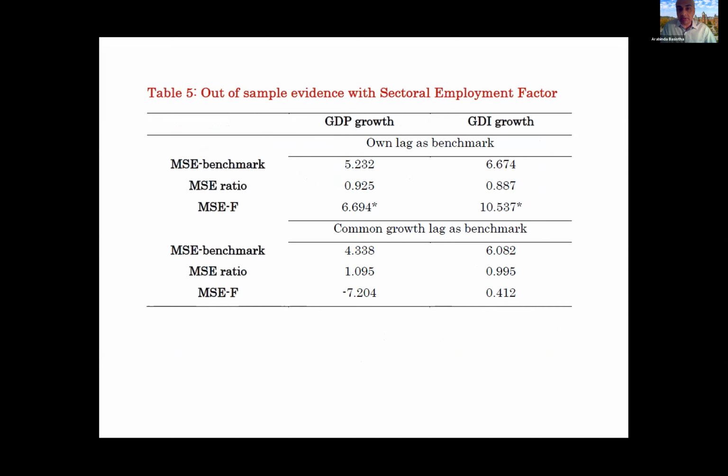Using the same out of sample sectoral employment, you can see GDP, GDI, 8%, 7% growth, 12%, 11% here. However, with common growth rate, both go away. So overall, our results are strongly supportive of using that selection of state level employment growth as the predictive factor. I really have 1 minute.